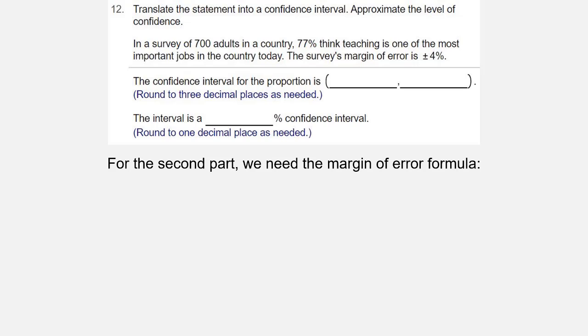So let's look at the margin of error formula. We're going to use this formula in a slightly different way. We know what p hat is. We know what q hat is. We know what the error is, but we don't know ZC. So let's see how we can solve for ZC.